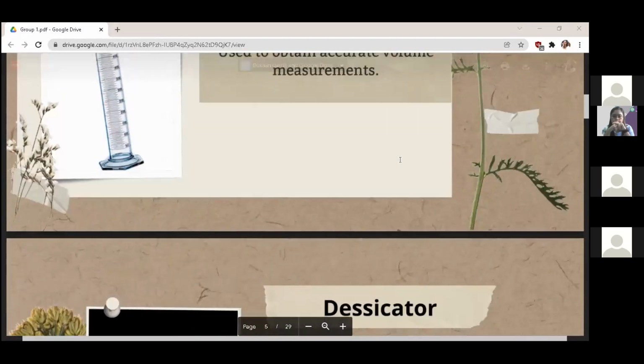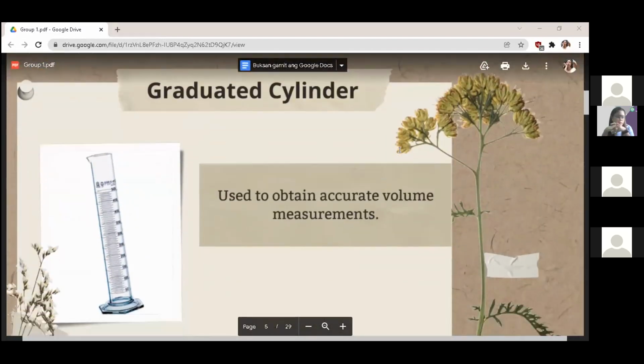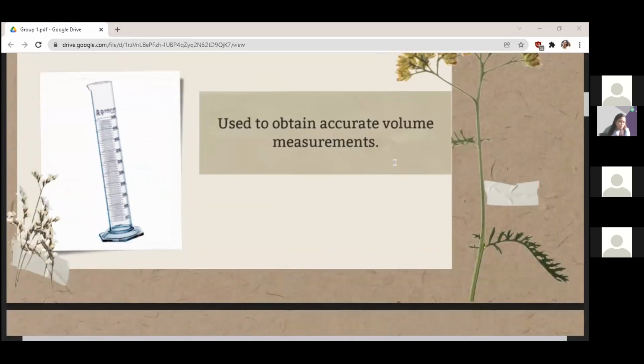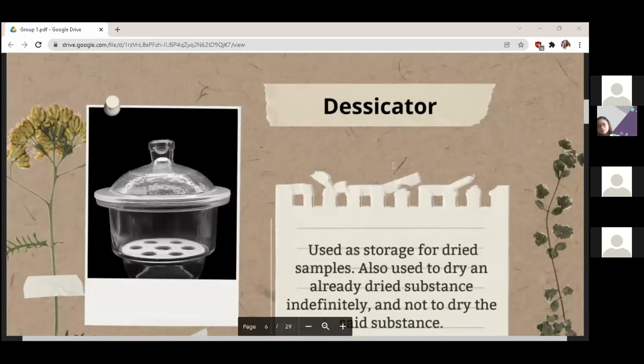Glass cylinders have white scales and are made from borosilicate glass. They also have a solid base and pores. Next.